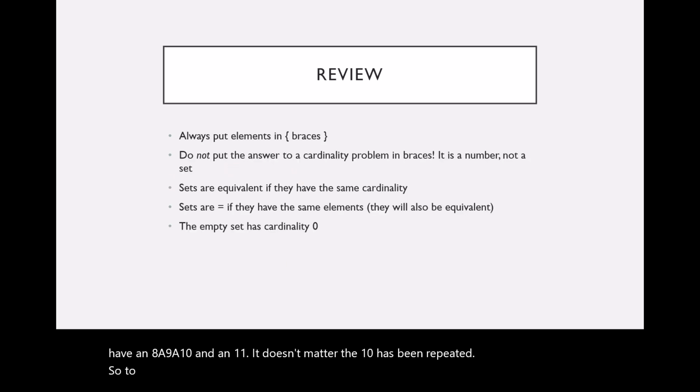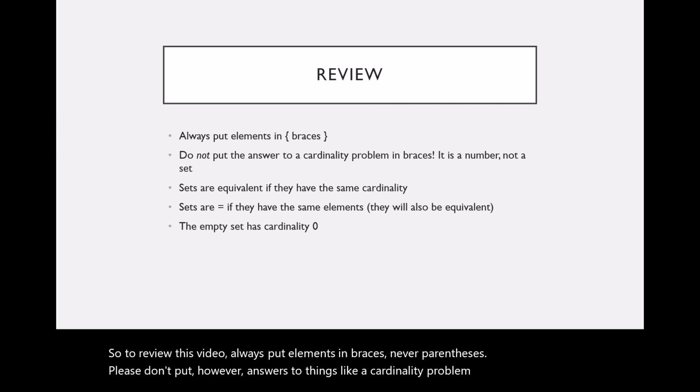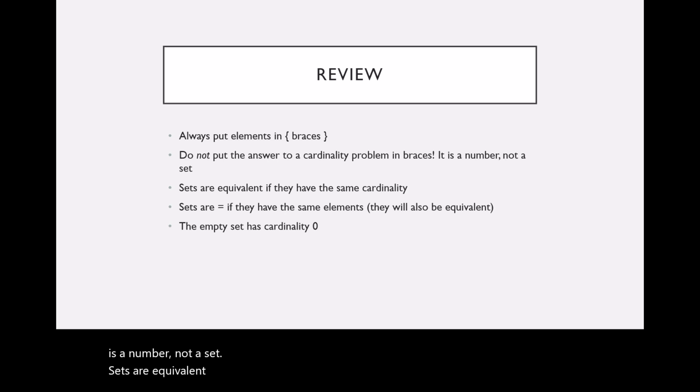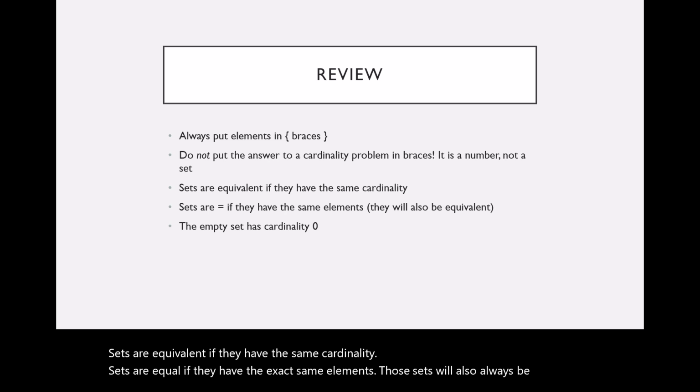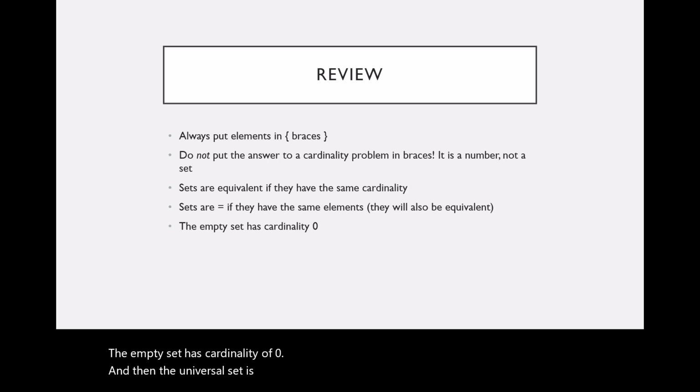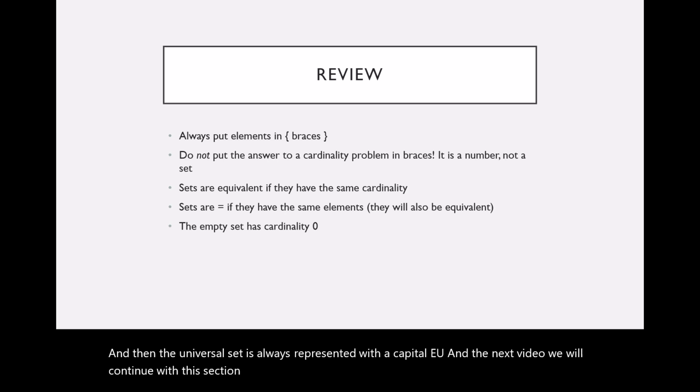So to review this video, always put elements in braces, never parentheses. Please don't put, however, answers to things like a cardinality problem in braces. That answer is a number, not a set. Sets are equivalent if they have the same cardinality. Sets are equal if they have the exact same elements. Those sets will also always be equivalent. The empty set has cardinality of 0. And then the universal set is always represented with a capital U. In the next video, we will continue with this section, and we're going to talk about subsets.